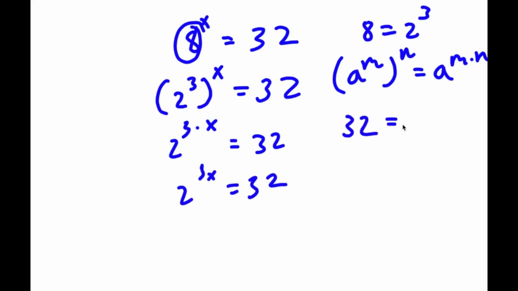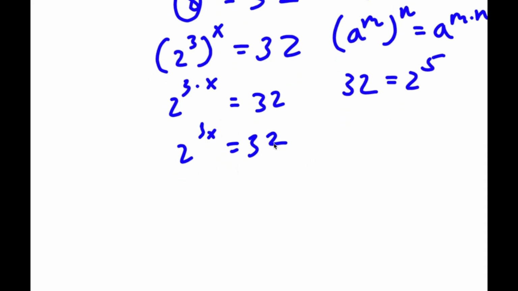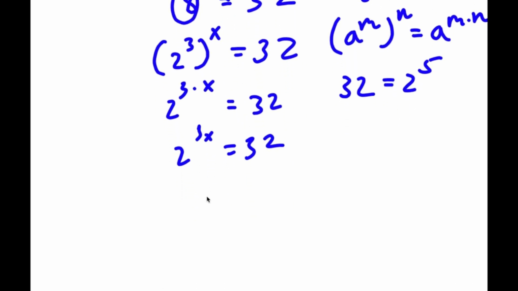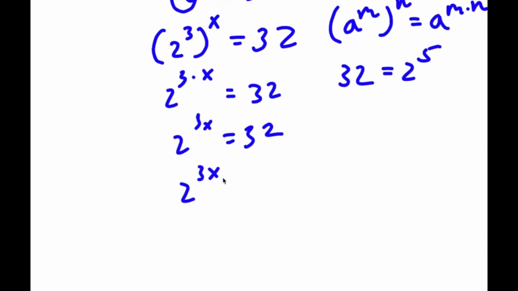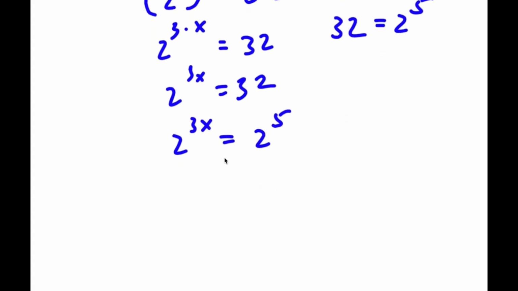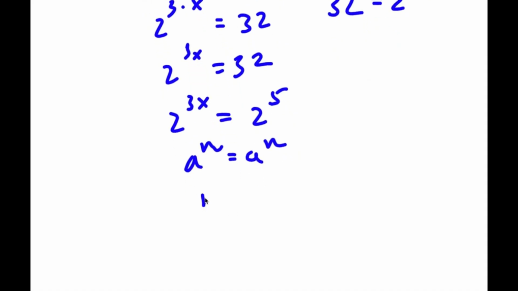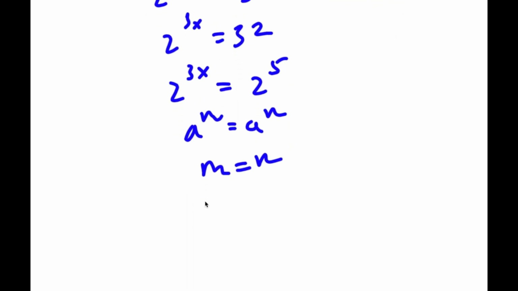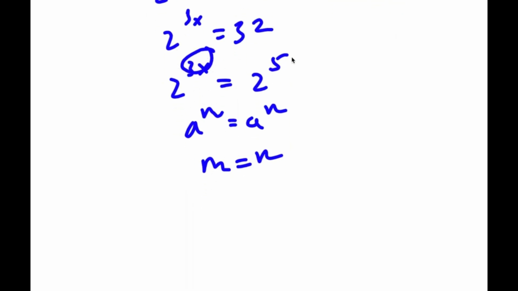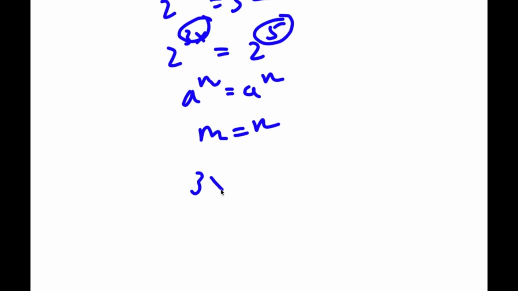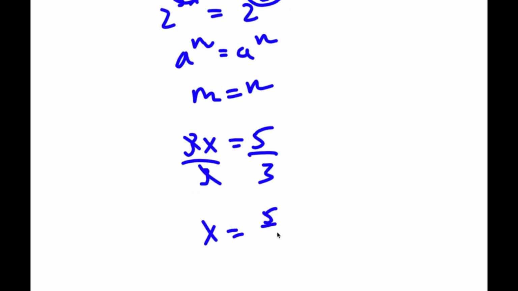Now 32, this is the same thing as 2 to the power of 5. So now I can replace 32 with 2 to the power of 5. So now I have 2 to the power of 3x is equal to 2 to the power of 5. And remember, if I have something in the form a to the power of m is equal to a to the power of n, this means that m is equal to n. So for 2 to the power 3x equals 2 to the power 5, these two are equal to each other, so I have 3x is equal to 5. Now if I divide both sides by 3, I get x is equal to 5 over 3.